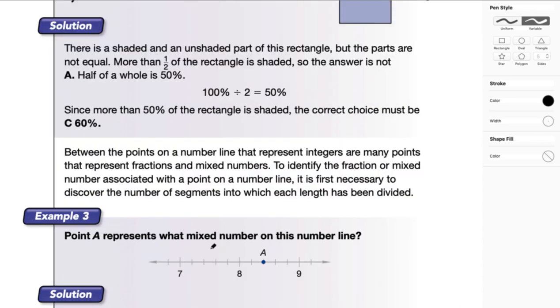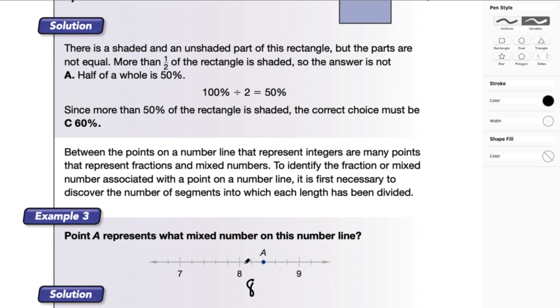In example 3, we're switching gears and we're looking at a number line. And so we're being asked, okay, if you have this point A, what is the mixed number that is represented by this number line? So we already know we've traveled past 8 whole spaces. So I know part of A is going to be 8. It's going to be 8 and something.